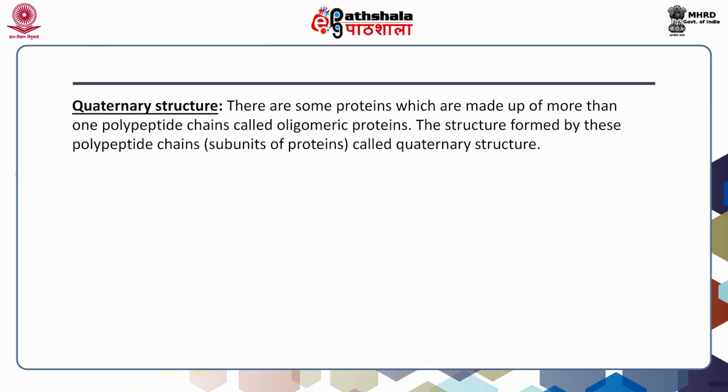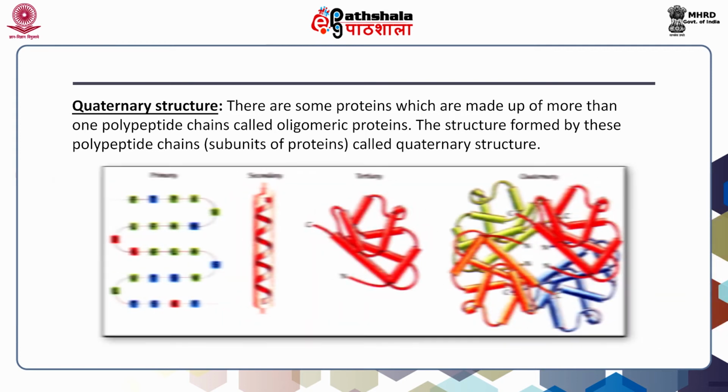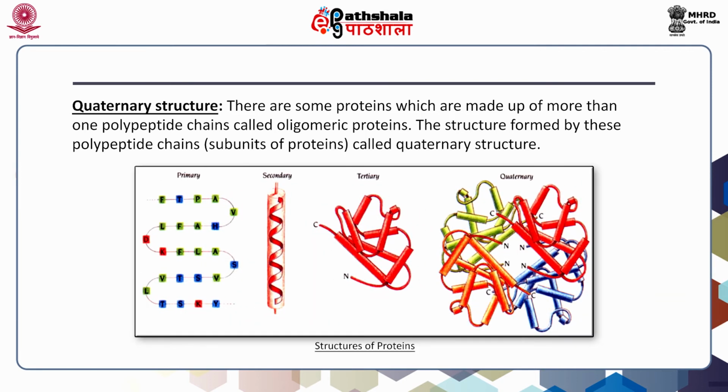Quaternary structure. There are some proteins which are made up of more than one polypeptide chain, called oligomeric proteins. The structure formed by these polypeptide chains, the subunits of proteins, is called the quaternary structure. The figure below gives all 4 levels of protein structure.